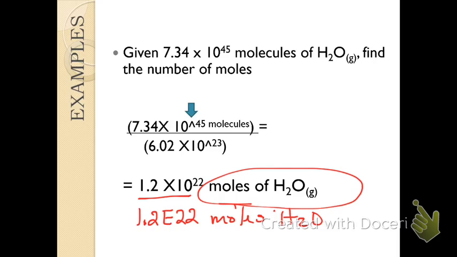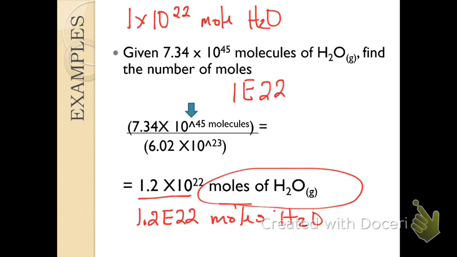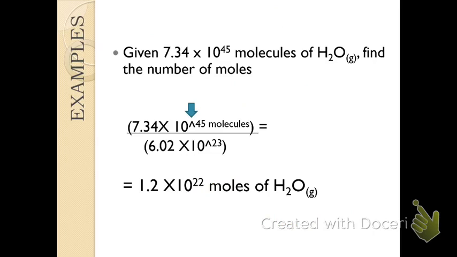If I wanted it to the nearest whole, it would be 1 times 10 to the 22 mole of H2O. Or it would be 1 E22 mole of H2O. Okay, now let me make sure I'm clarifying this for you. There is no shortcut for molecules. You just have to write molecules. You can write mole, but don't ever get moles and molecules mixed up, please.